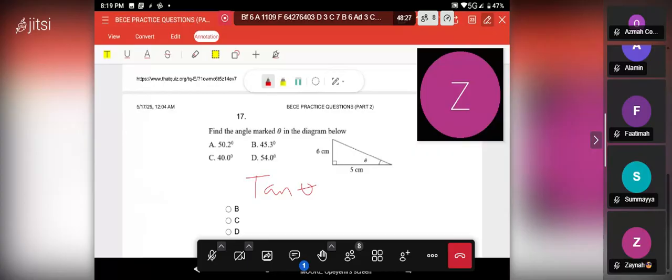theta is equals to opposite over adjacent. Opposite is 6 in total. So tan theta is equals to 6/5 in decimal. 6/5, that is 1.2. Thank you. So it would now be theta is equals to tan raised to power minus 1, 1.2.